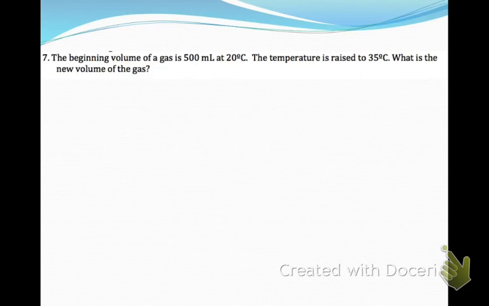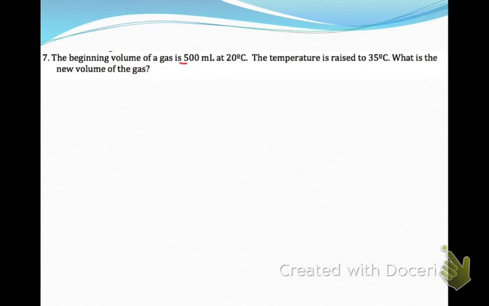All right, number 7. The beginning volume of gas is 500 milliliters at 20 degrees Celsius. The temperature is raised to 35 degrees Celsius. What's the new volume of the gas? So we have a lot of word problems in here. Don't be scared of them. They only have a few variables in here.